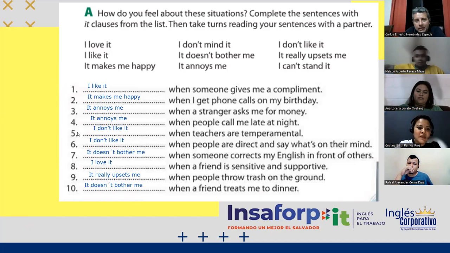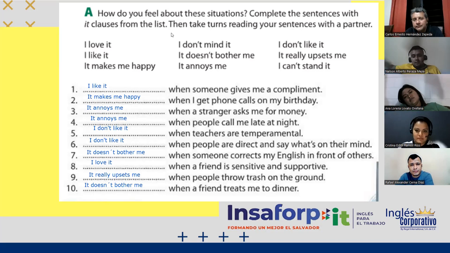It makes me happy when I get phone calls on my birthday. It annoys me when a stranger asks me for money. I don't like it when teachers are temperamental at night. I don't like it when someone corrects my English. I love it when a friend is sensitive and supportive. It really upsets me on the ground. It doesn't bother me when a friend treats me to dinner. Okay. It doesn't bother me, it says. Okay. No me molesta. I like it, right?